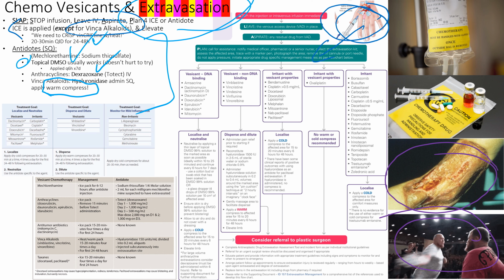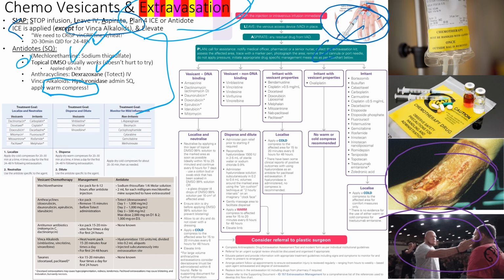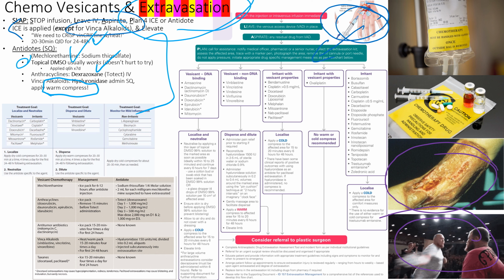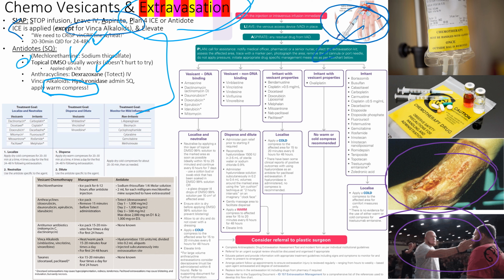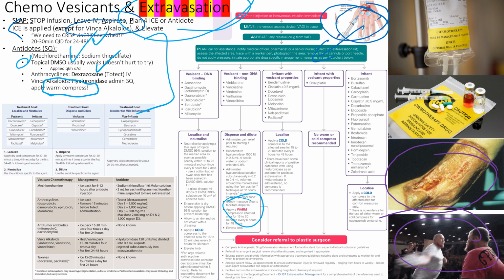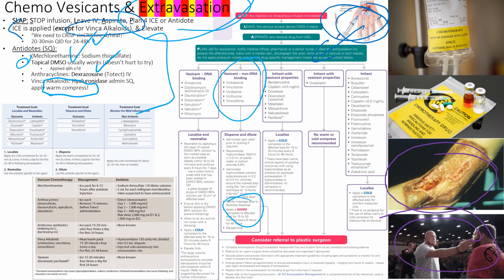So vinca alkaloids are where on this list? They are over here. Okay, and these are the ones that we would give what? We give warm packs, and what else? Get hyaluronidase. So here's warm packs right there. All right, that's for your vinca alkaloids. Your vincristine, vinblastine are the most common ones.